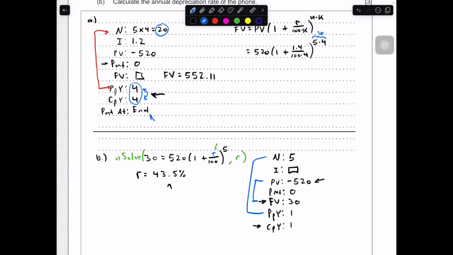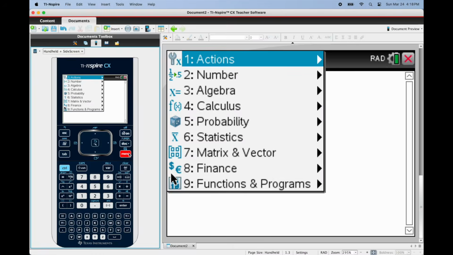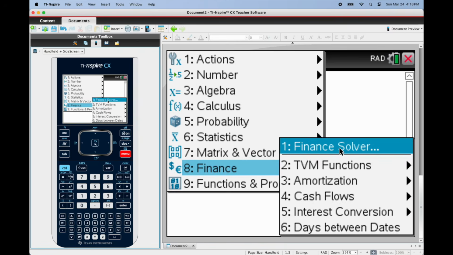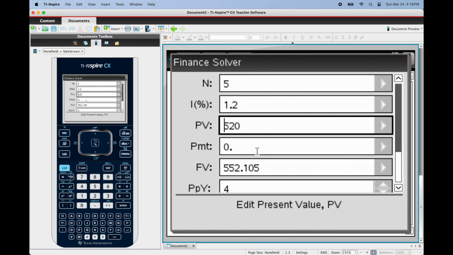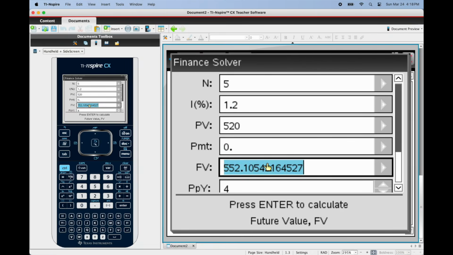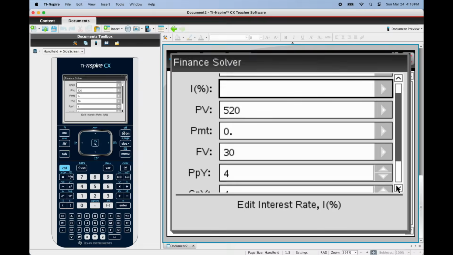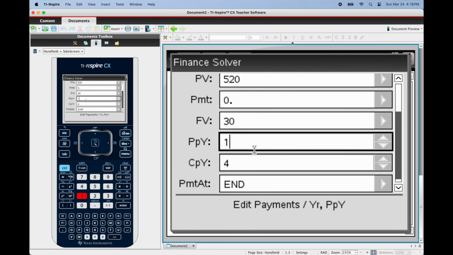Okay, let's type that in, and I'll show you the error that you get potentially if you were to try to work it out and forget the signs. So n is 5. Let's imagine that this is 520. Payment is still 0, and the final value is 30. So the interest rate is what we're trying to find here. PPY is 1, and CPY is also 1. Payment at the end, this is good.